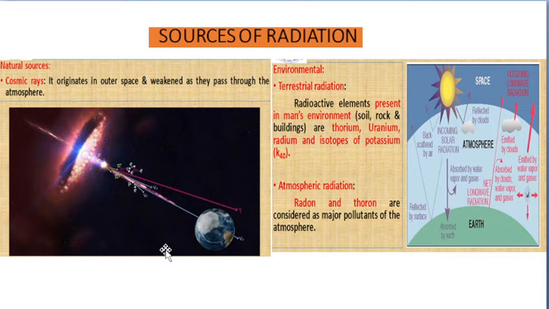So what are environmental sources? Environmental sources are of two types: one is terrestrial radiation, another is atmospheric radiation. Terrestrial radiation means radioactive elements present in man's environment, meaning soil, rock, buildings, and examples are thorium, uranium, radium, and isotopes of potassium. Atmospheric radiation means radiation released in the atmosphere, for example radon and thoron, which are considered major pollutants of the atmosphere.